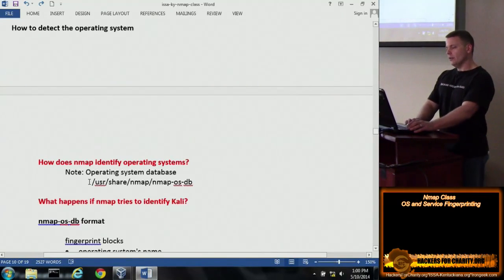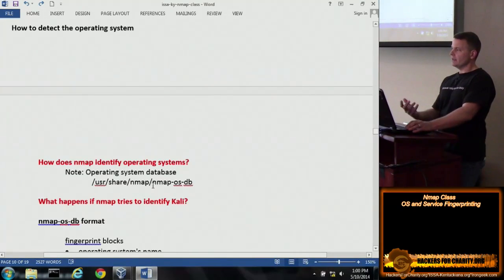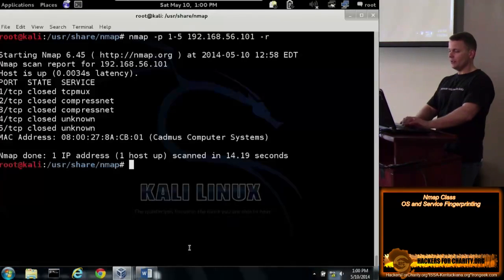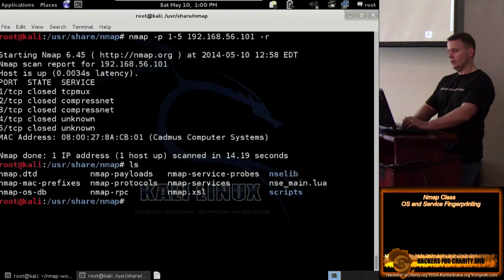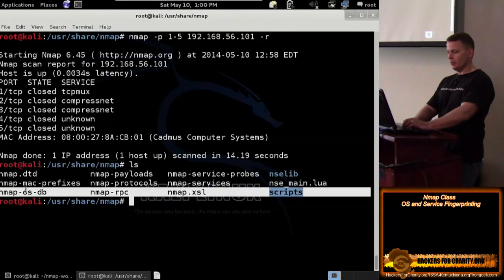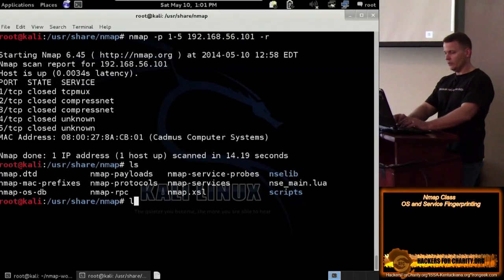Like the service probes file, there is a database that contains patterns that match certain operating systems. That's in the same directory as the other files, and we see it over here in nmap-os-db. If you want to take a look at that, you might use the less command just to keep the information from scrolling off the screen.